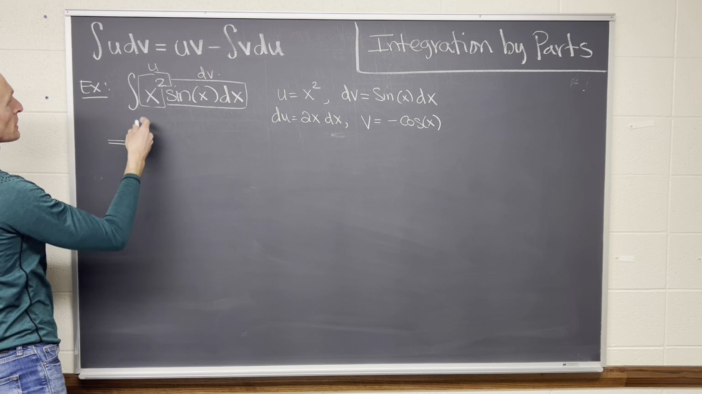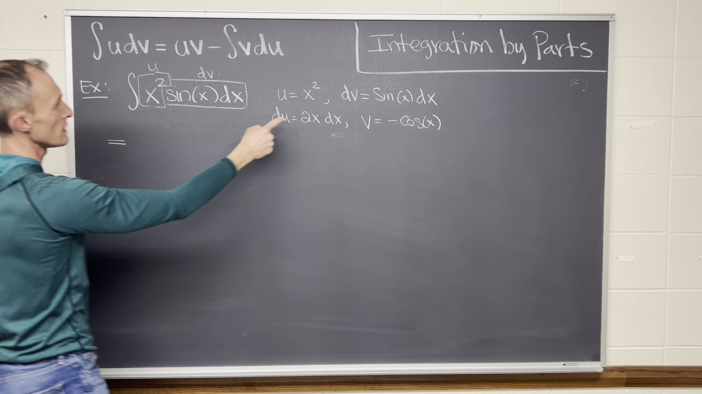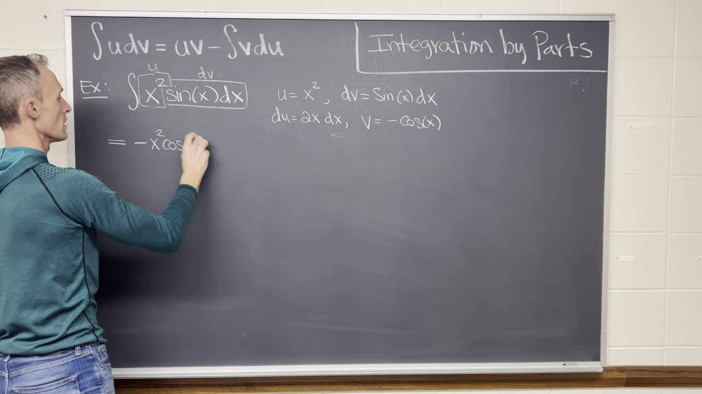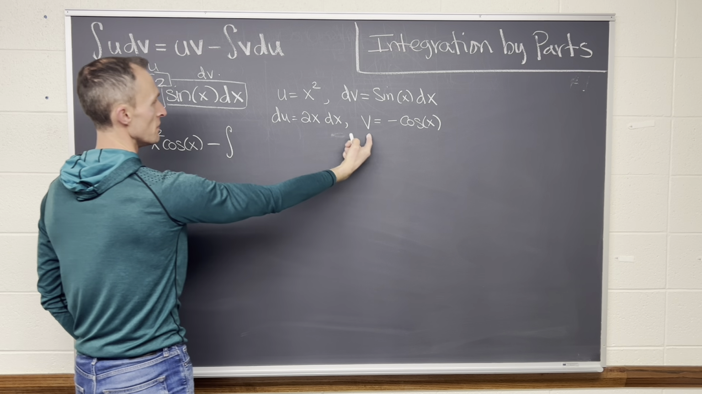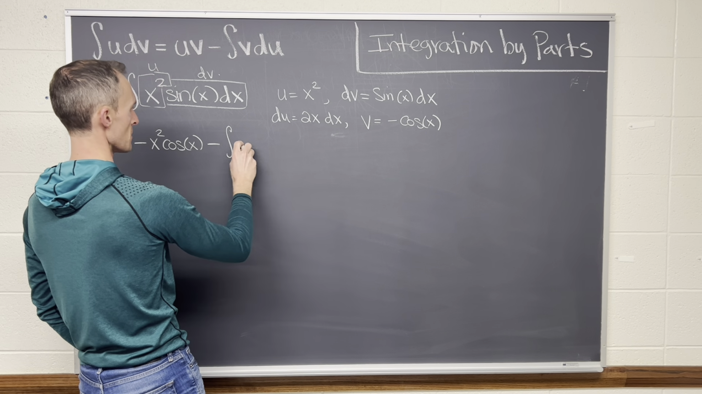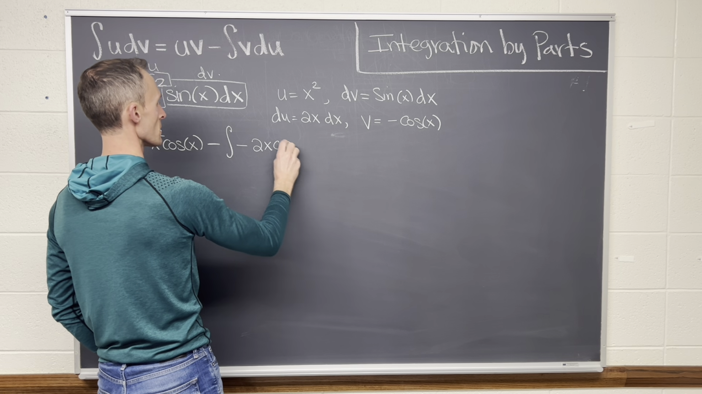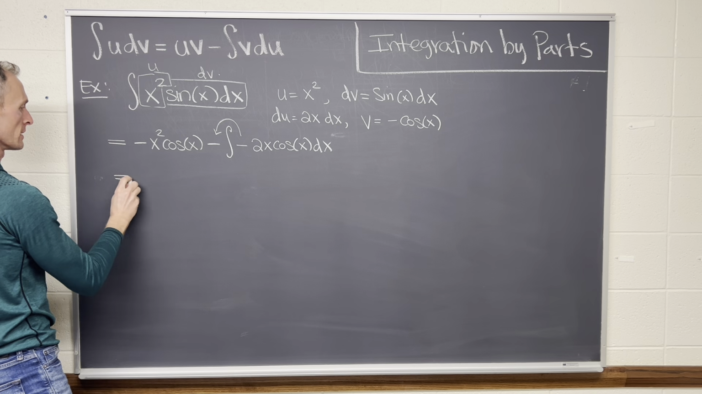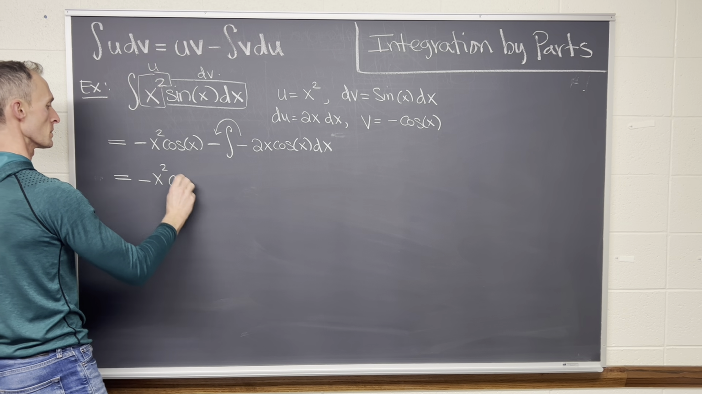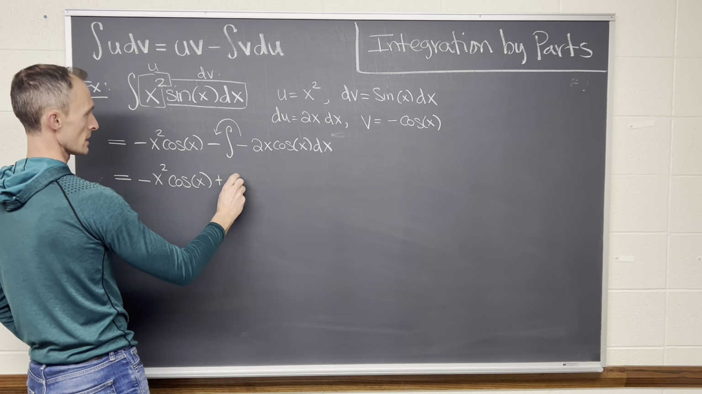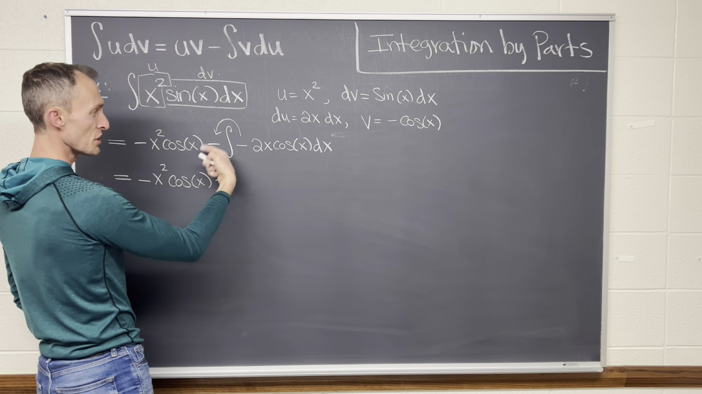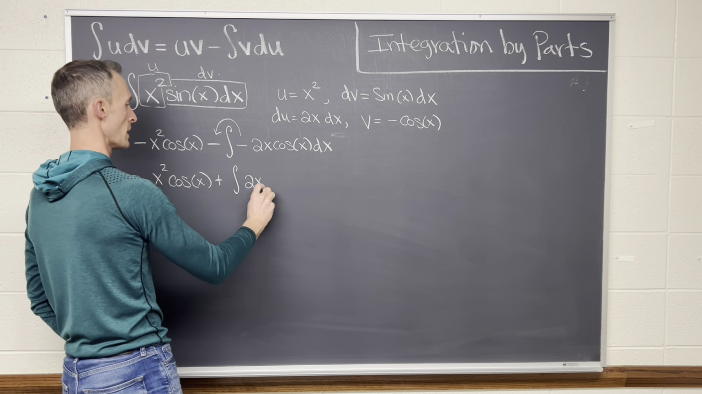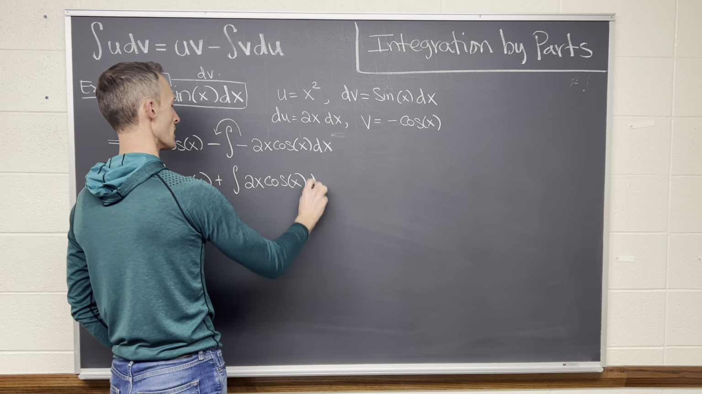So what does my formula tell me? It says that this integral should equal u times v, so that's minus x squared cosine of x, minus the integral of v du. Well, what's that going to be? That's going to be minus 2x cos x. I'll bring that negative out, and I'll rewrite this as minus x squared cos x plus, you could bring the 2 out as well, it doesn't really matter, I'll leave it inside, the integral of 2x cosine of x dx.